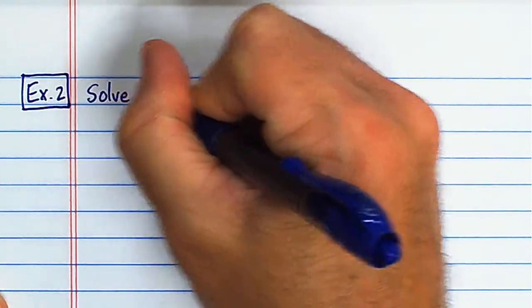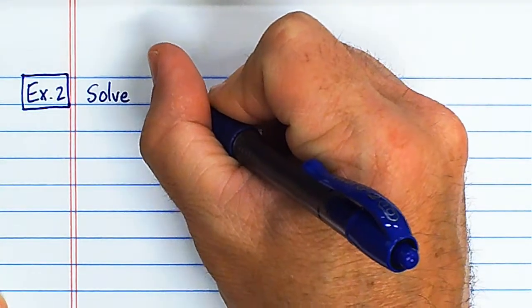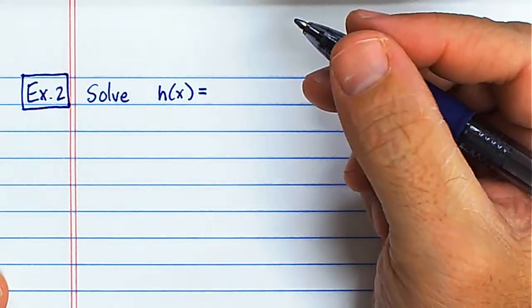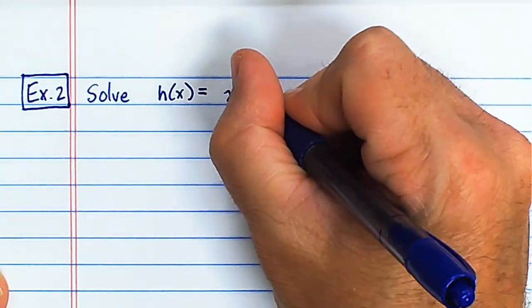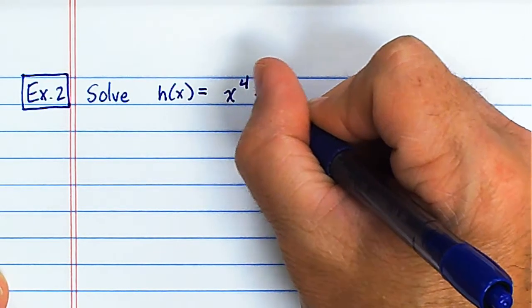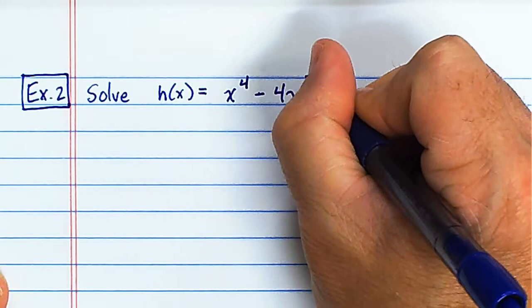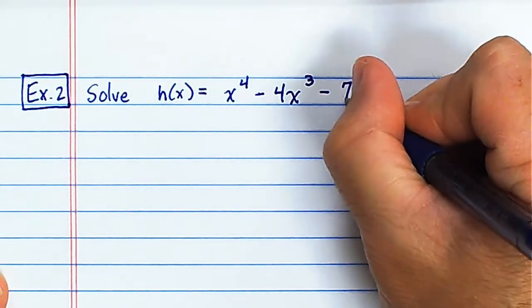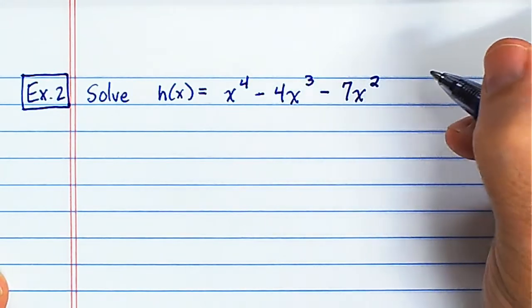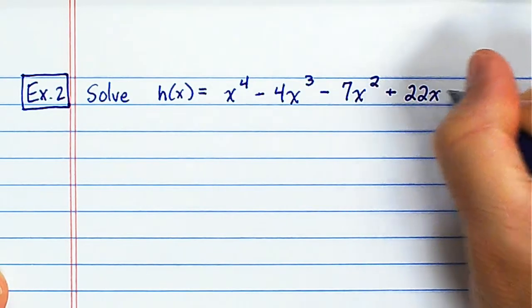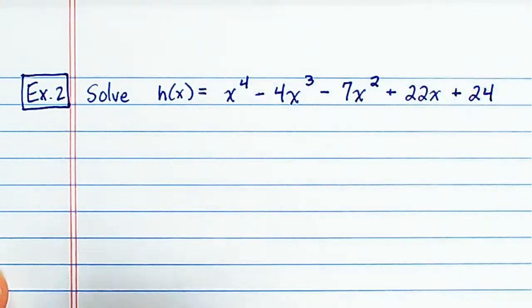Solve. Let's call this h of x equals x to the 4th minus 4x to the 3rd minus 7x squared plus 22x plus 24.